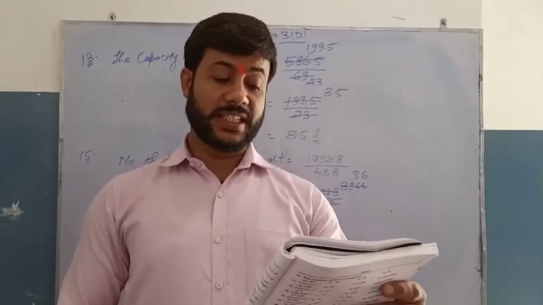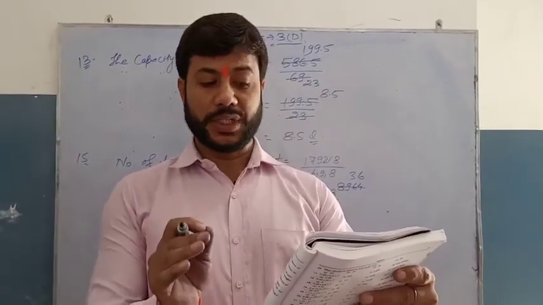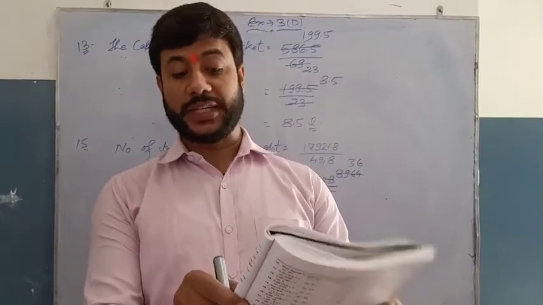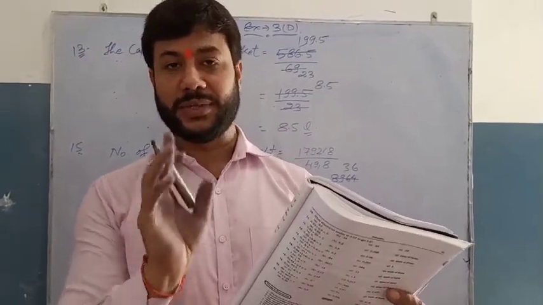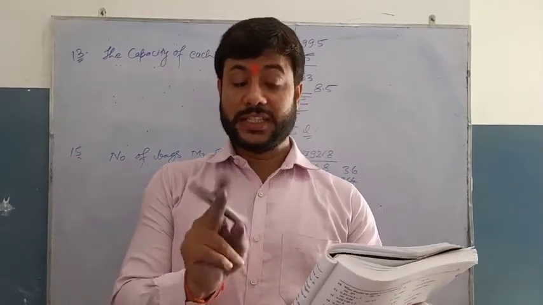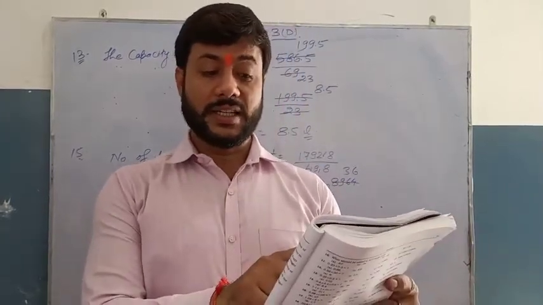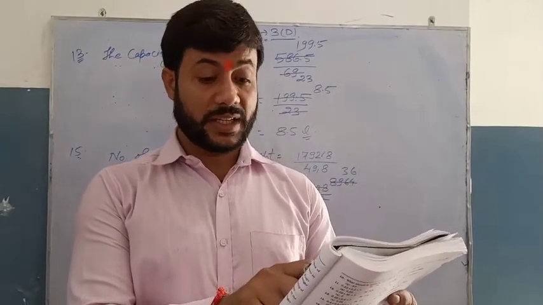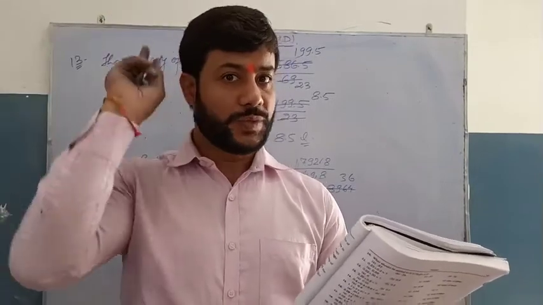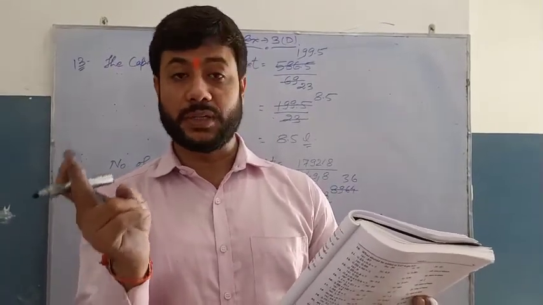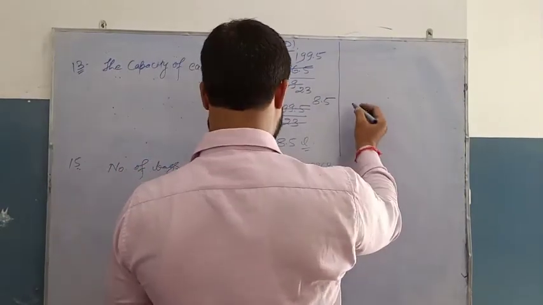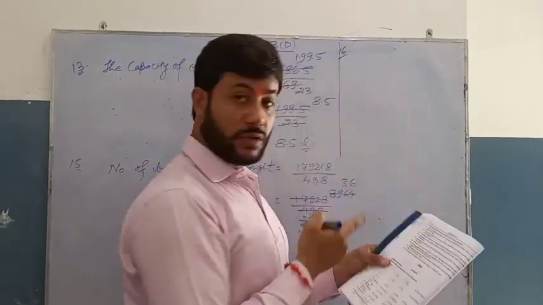For question number 16, how many pieces of plywood each 0.35 centimeter thick are required to make a pile 1.89 meter high? So here at first we will see the units are different. Here the thickness is given as 0.35 centimeter and the pile's height is 1.89 meter. So we have to convert this 1.89 meter into centimeter. For question number 16, a hint is also given there.